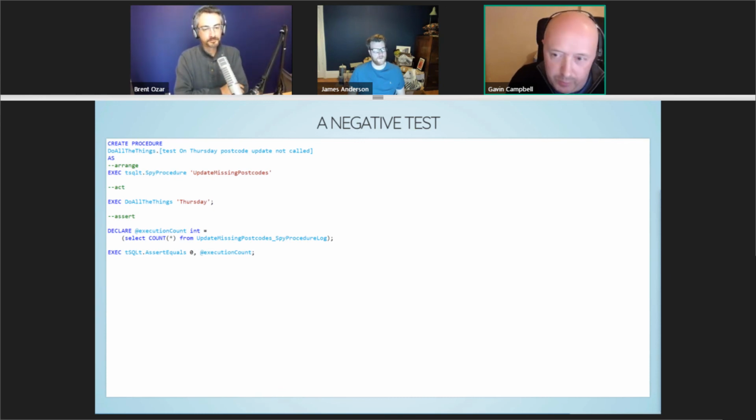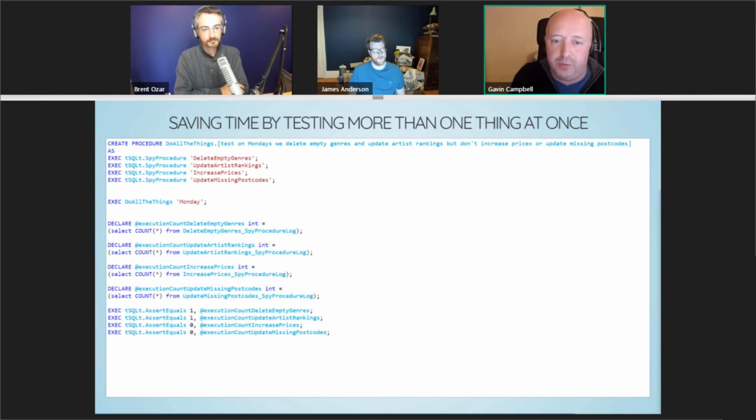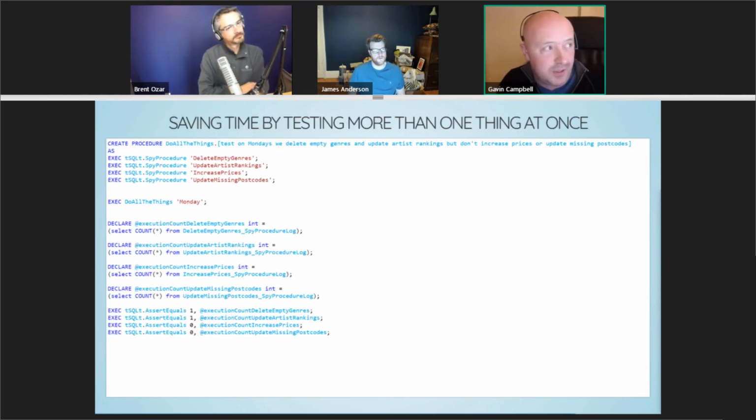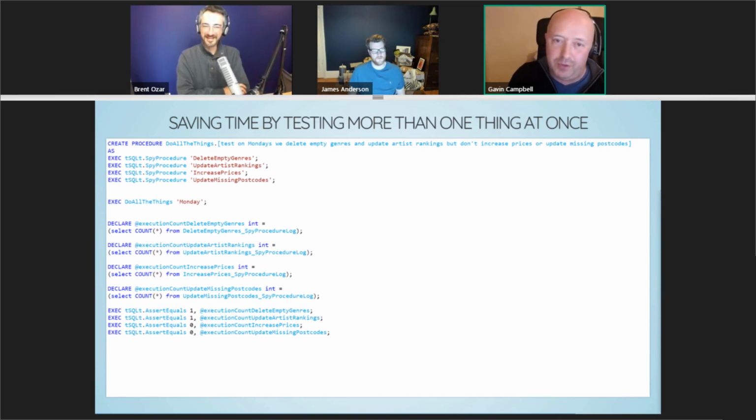So having got started with that, we can save loads of time by testing more than one thing at once. Here's a test: on Mondays, we delete the empty genres and update the artist rankings, but don't increase prices or update missing postcodes. Great, we can test all that stuff at once. But there are a couple of alarm bells here. And you know what they are. They're in the name of the test.